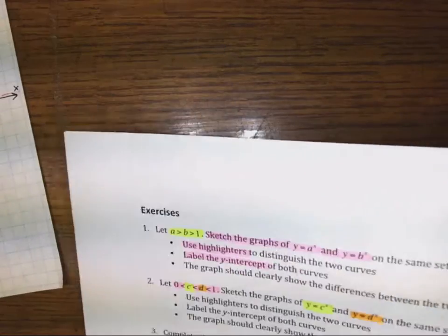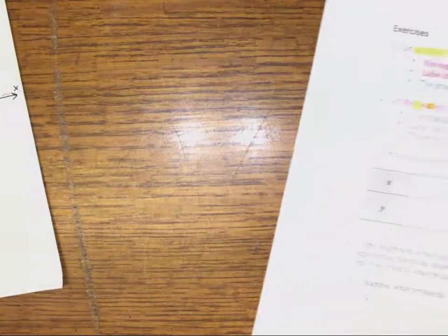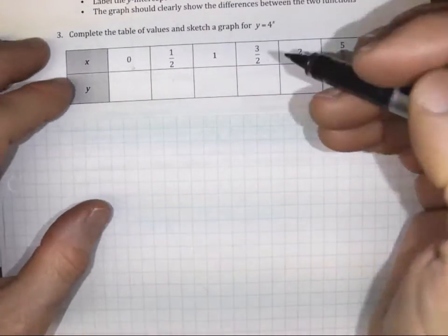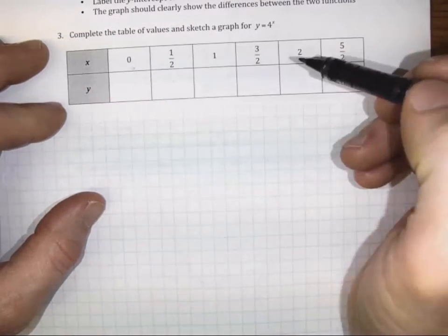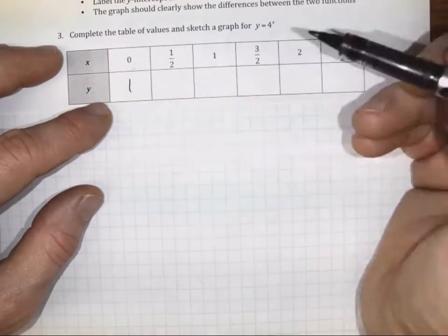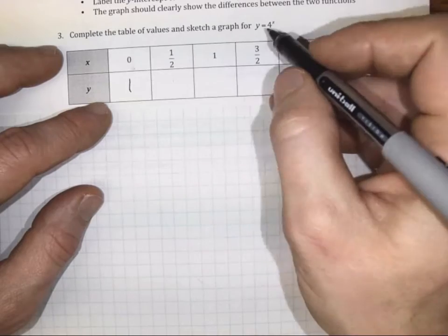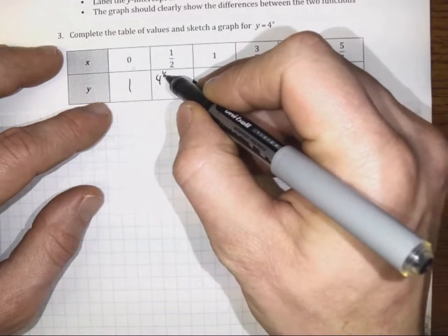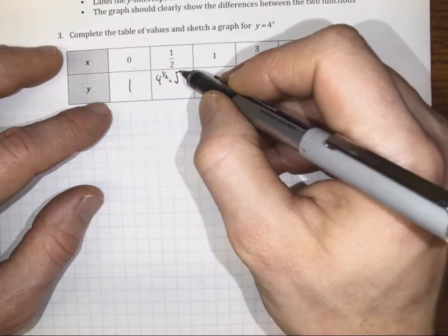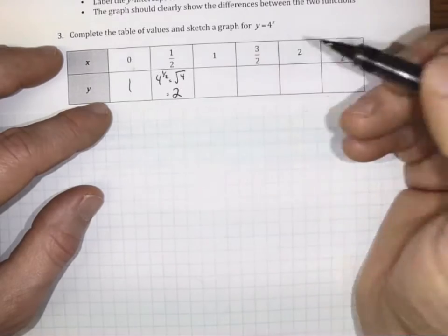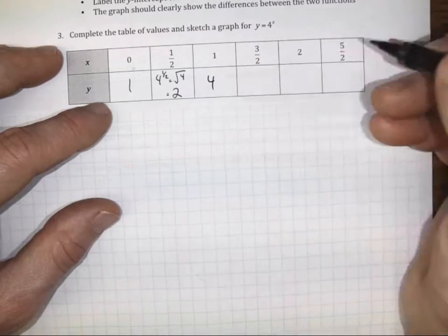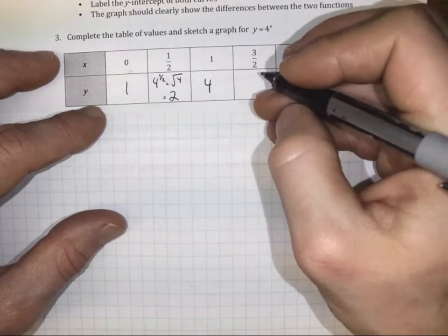So let's move on to question 3. Question 3 asks us to complete the table of values for y equals 4 to the power of x, and we're going to sketch a curve. Pretty straightforward here. When x is 0, y is 4 to the power of 0, which is 1. When x is a half, we have 4 to the power of a half. Oh, interesting. That's the same thing as the square root of 4, which is 2. Then we have 4 to the power of 1, so that's just going to give us 4.